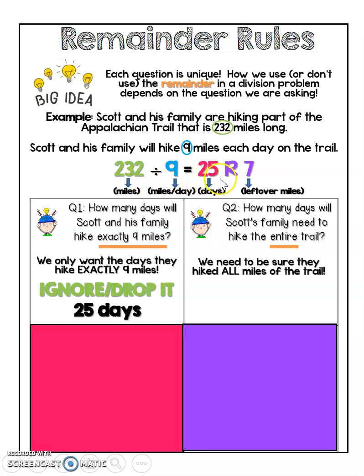So that means it can't be just 25 days anymore, because 25 days at 9 miles each day is only 225 miles. Now I can't ignore this remainder of 7. Instead, I need to hike those last 7 miles on one extra day. So now, instead of 25 days, I need 25 days of 9 miles plus one more day with 7 miles.